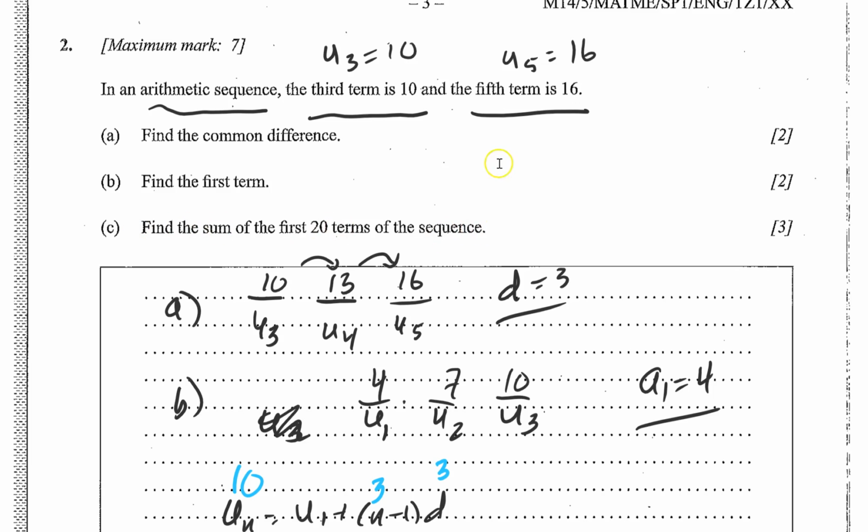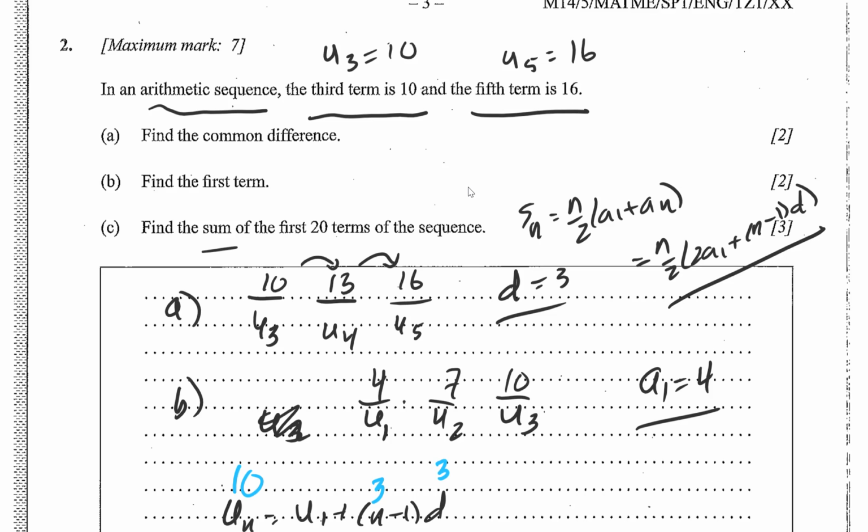Find the sum of the first 20 terms of the sequence. So they tell you right away, find the sum. There are two sum formulas for arithmetic sequences. There's Sn equals n over 2 times a1 plus an. And then there's n over 2 times 2a1 plus n minus 1 times d. Either one's fine. In this case, I don't have the 20th term. I don't know what u20 is. I could find it really easily, but I don't have it. So I'm actually just going to use this formula because I don't need a 20th term. In the other one, you need a 20th term.